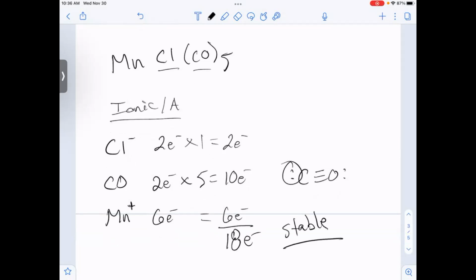It's 18 electrons, and I know it's octahedral because it's got 6 things attached to the metal. So anything that's octahedral with 18 electrons is going to be stable.